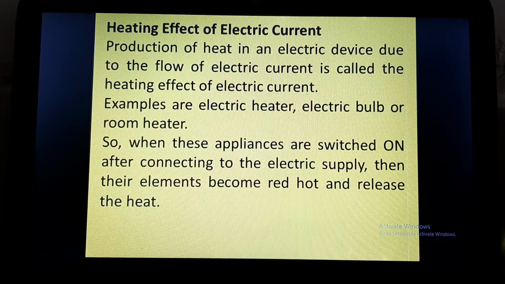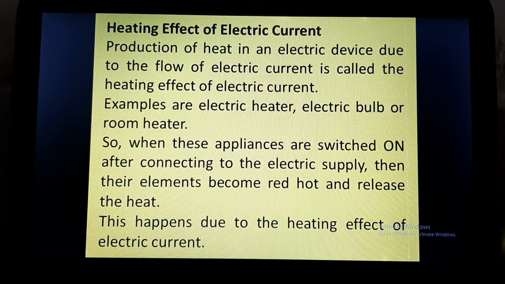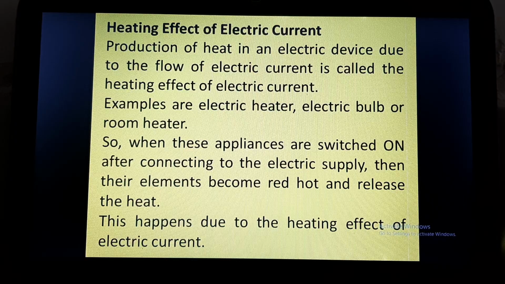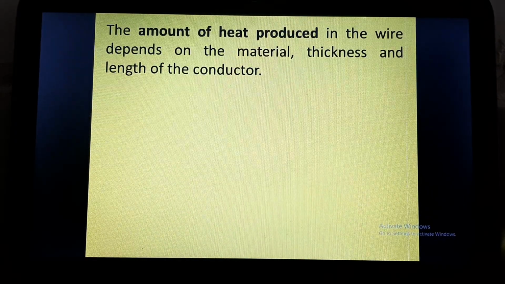When these appliances are switched on after connecting them to the electric supply, what happens? The elements of the appliances become red hot and release the heat. This release of heat or this becoming red hot happens because of the heating effect of the electric current. So how much heat will be produced?